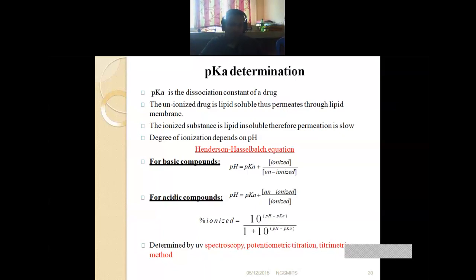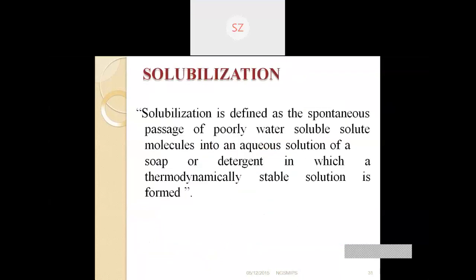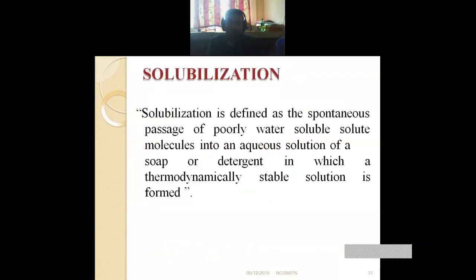Okay sir. So next comes solubilization. So solubilization is defined as the spontaneous passage of purely water insoluble solid molecules into an aqueous solution of a soap or detergent in which a thermodynamically stable solution is formed. So what is solubilization?